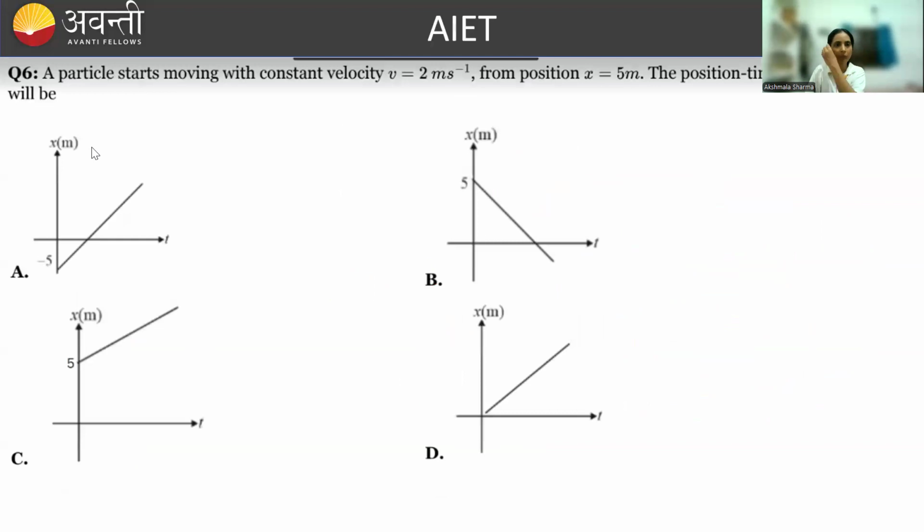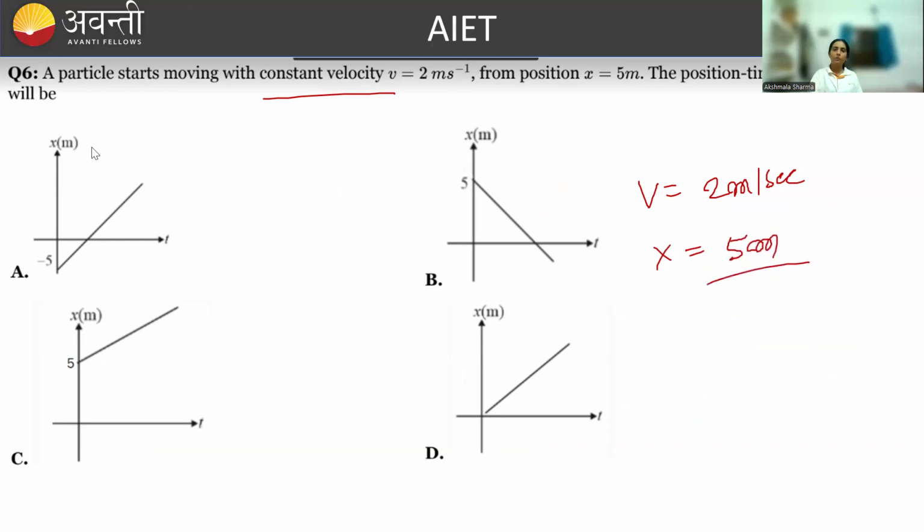A particle starts moving with constant velocity v, from this position time graph. So the initial velocity, or velocity throughout, is given, it is moving with constant velocity. So v equal to 2 meter per second, and it is starting from x equal to 5 meter. Initial position is this. So velocity is positive, and the slope of the xt curve gives us velocity. So if velocity is positive, then the slope of the xt curve should be positive. Here it is positive, here it is positive, here it is negative, so it cannot be true.